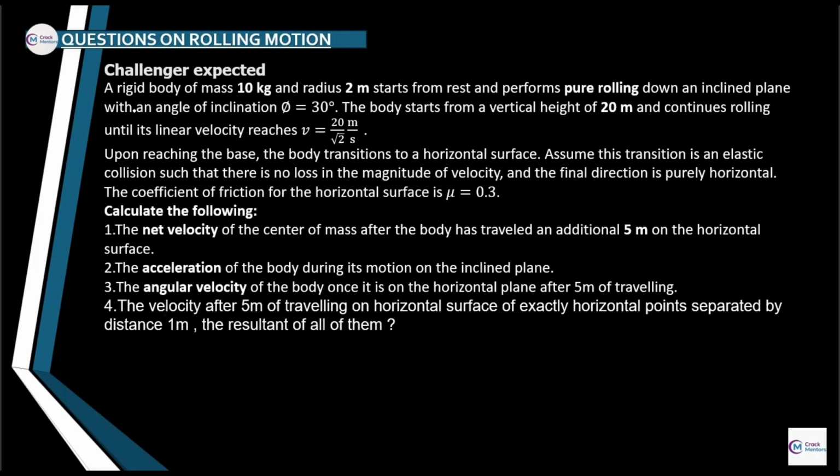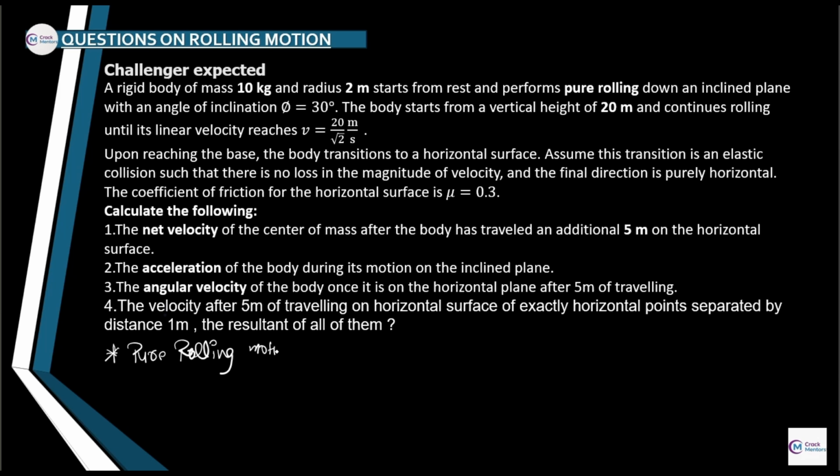So now let's talk about a question. This is a challenge question and basically an expected question as well. A rigid body of mass 10 kg and radius 2 meters starts from rest and performs pure rolling down an inclined plane. Basically, it is performing pure rolling motion during motion on the inclined plane. Okay, pure rolling motion.